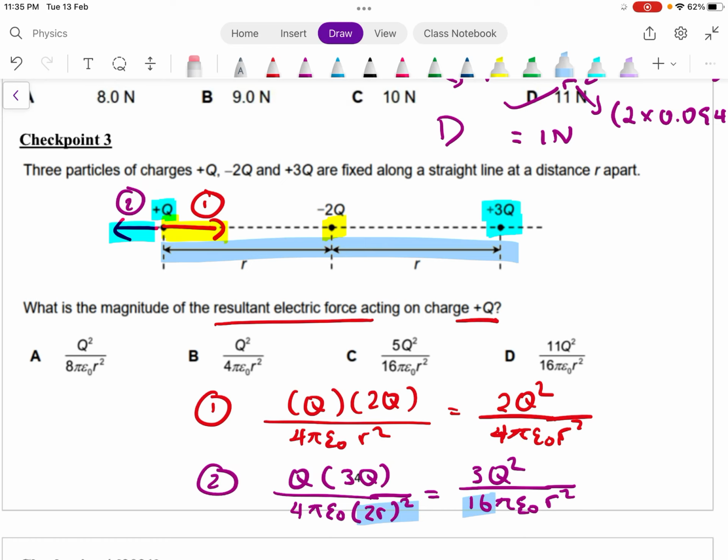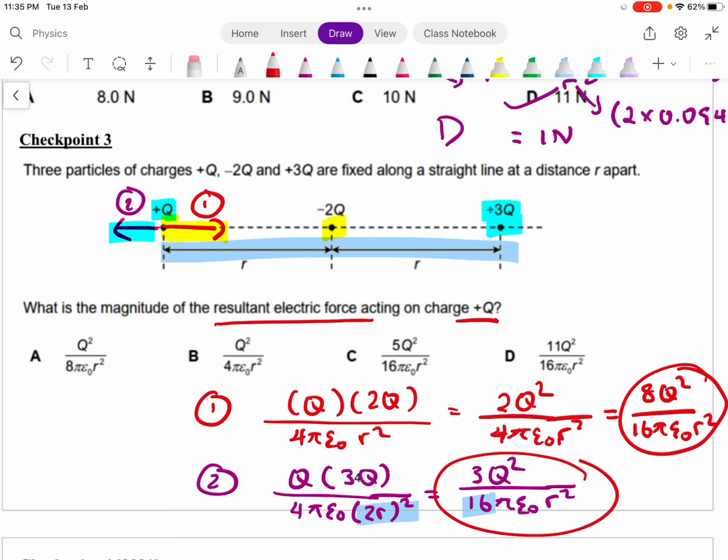They want the resultant electric force. Force number 1 is much bigger than force number 2, so we can do some manipulation and multiply by 4 throughout. It becomes 8q square over 16 pi epsilon naught r square. Then you simply subtract: 8 over 16 minus 3 over 16. The resultant force towards the right-hand side should be 5q square over 16 pi epsilon naught r square. So the answer should be C.